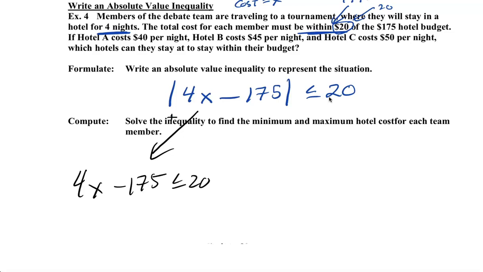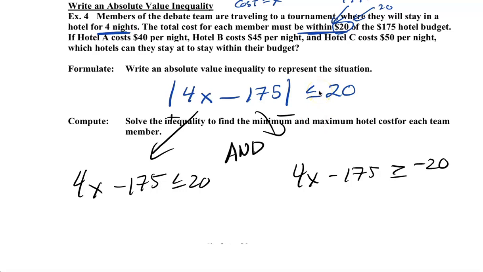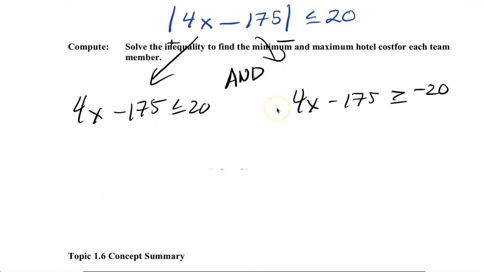That's our positive version. And our negative version, 4x minus 175 is greater than or equal to negative 20, right? For the negative version, you have to change the inequality because you're multiplying by a negative. Now, this is a less than statement, right? Less than, so it's an and statement. And then we're just going to solve it. So we're going to solve this.